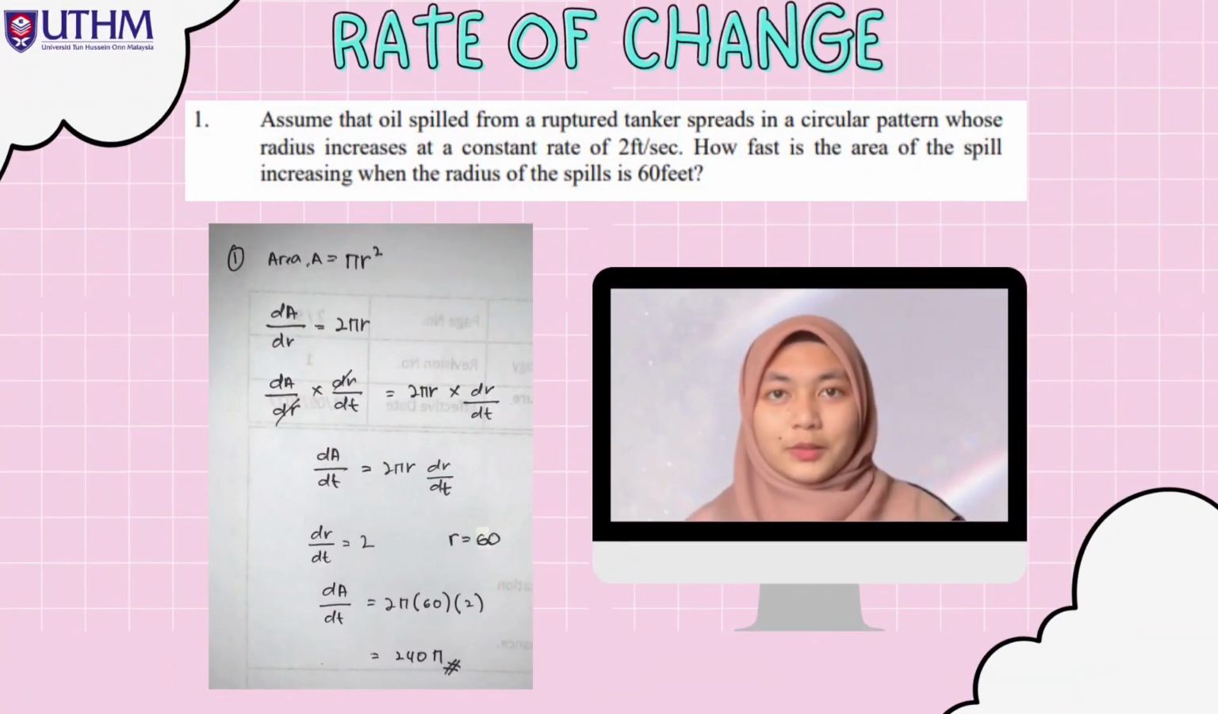In this question, we use the formula of area, which is pi r squared, and we differentiate it: dA over dr equals 2 pi r. We need to find dA over dt, so dA over dr times dr over dt, so that we can remove the dr. Now, we know that dA over dt is 2 pi r times dr over dt. Look at the question: dr over dt and radius are given. So we just need to plug in the values in the equation to get the answer.